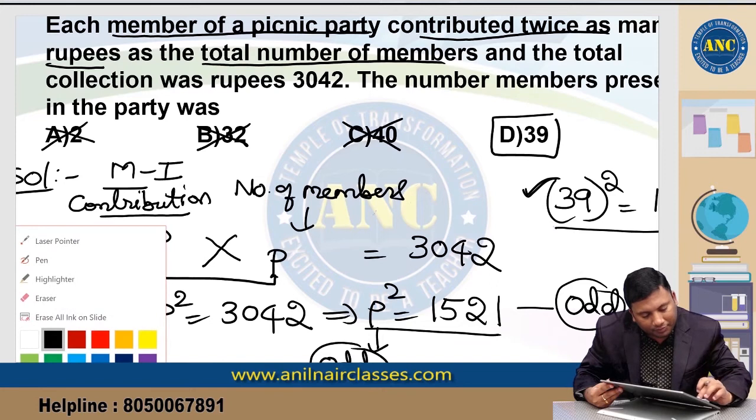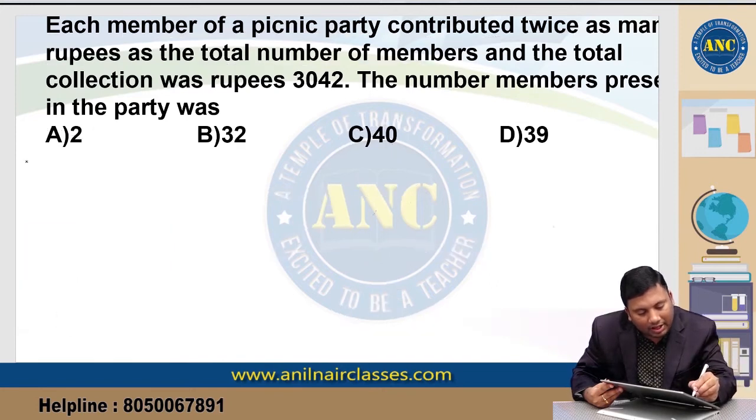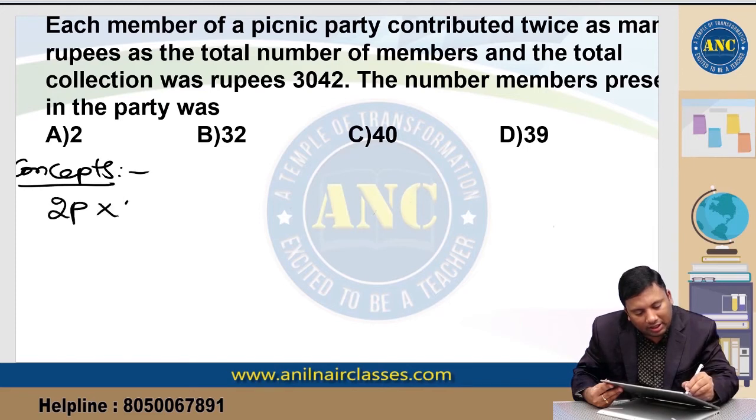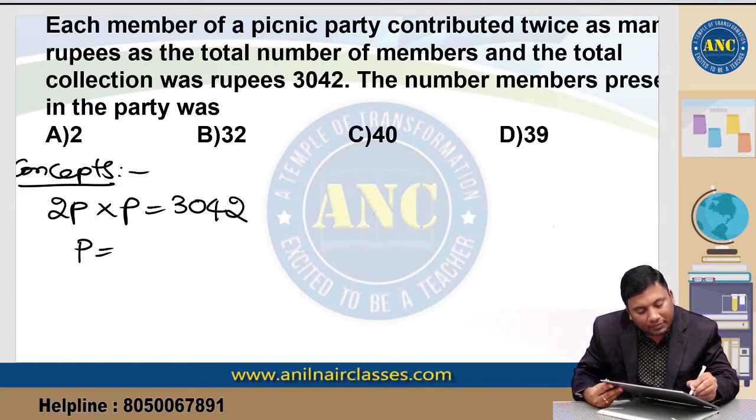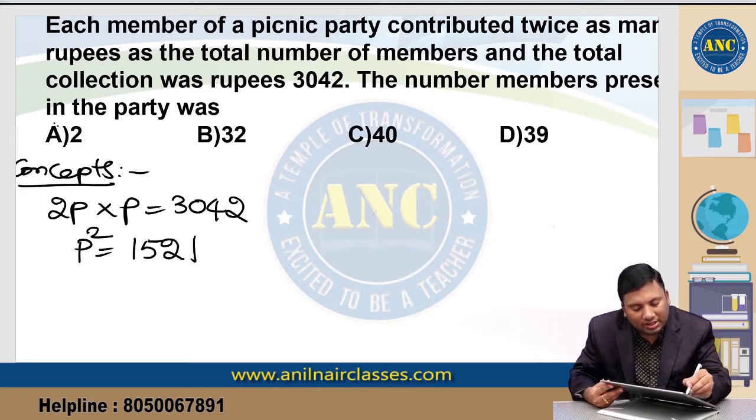Now, concepts. See here, what we got: 2P into P is nothing but 3042. So P square is nothing but 1521. How to find out the value? Suppose I said that 39 is the answer. Why is 39 the answer?